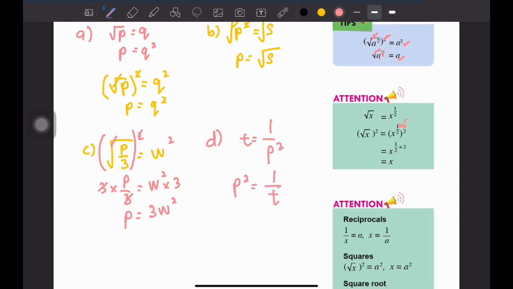But the question asks for P, not P squared. So how to cancel out the square? We need to square root both sides. So square and square root cancel. So P is equal to square root of 1 over T. That's all. Easy, right?